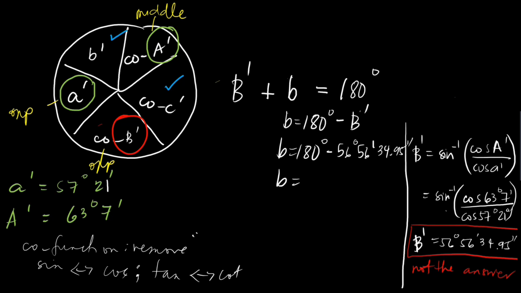So 180 minus the big B prime. So the answer is 123 degrees, 3 minutes, and 25 seconds. Okay. And this is the measure of side B of the quadrantal triangle.